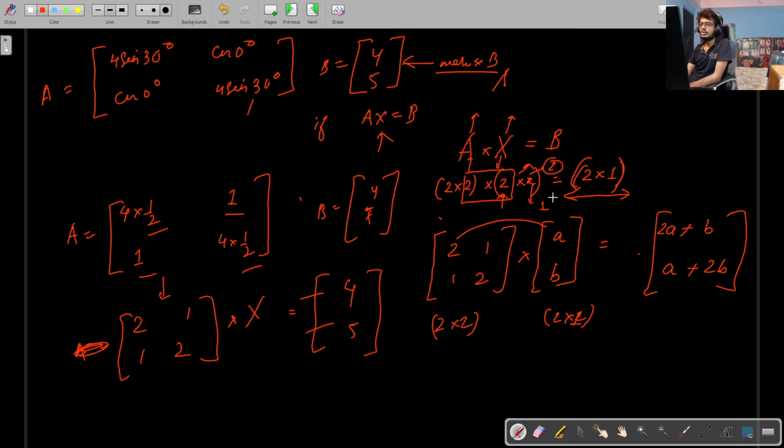Don't generalize it. Don't generalize it. Whether the question has 2 by 1 or 3 by 2, don't generalize that this will be this. Just try to place the values there and try to solve it.